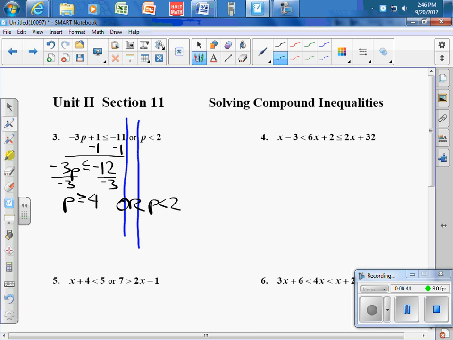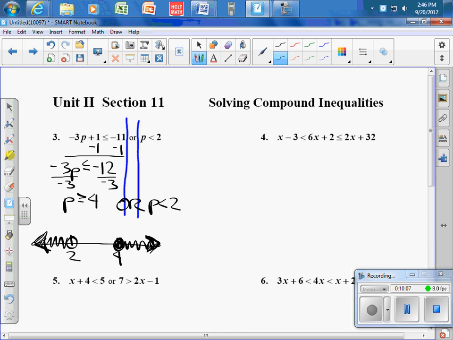Being a compound or, we only need 1 number line. Your 2 would be on the left side, the 4 on the right. Greater than or equal to 4 would be filled in on the 4, shade to the right. Less than 2 is a hollow circle on 2, shade to the left.